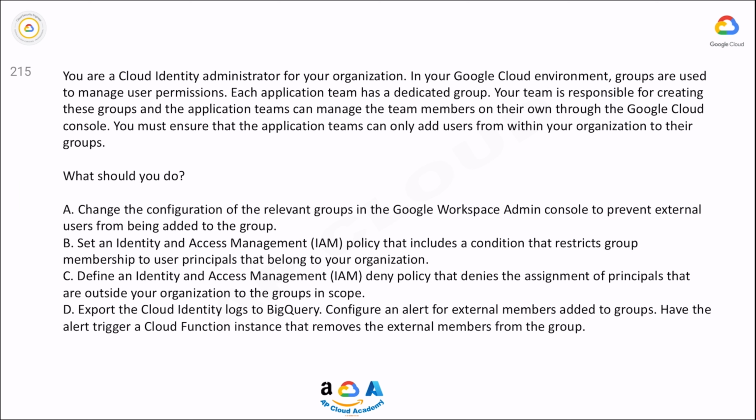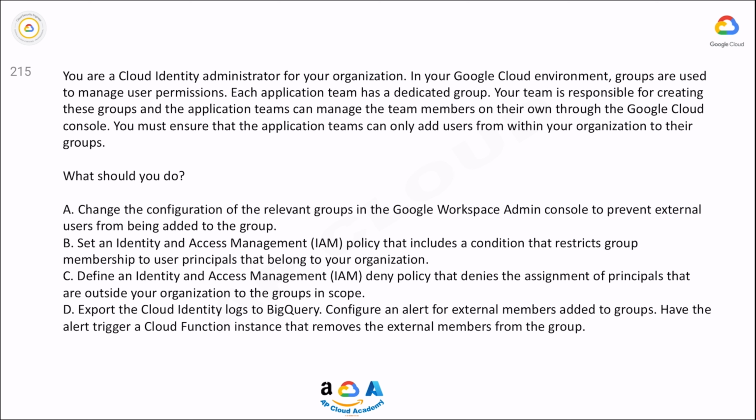Question number 215. You are a Cloud Identity administrator for your organization. In your Google Cloud environment, groups are used to manage user permissions. Each application team has a dedicated group. Your team is responsible for creating these groups, and the application teams can manage the team members on their own through the Google Cloud Console. You must ensure that the application teams can only add users from within your organization to their groups. What should you do?